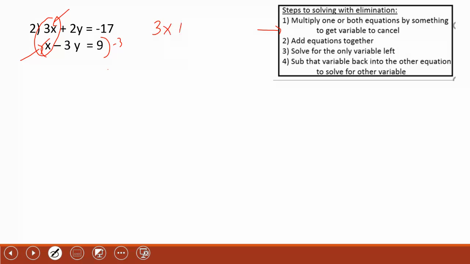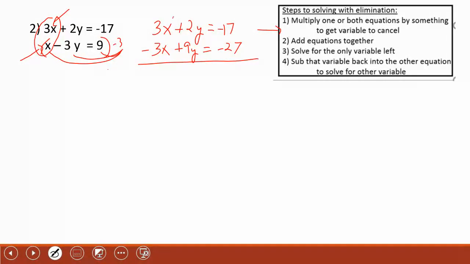So there's no getting around this. You just need to rewrite the first equation and then multiply every term in the second equation by negative 3, not just the one you're trying to change. So negative 3x plus 9y and negative 27. Don't forget to do that to both sides. So 3 and negative 3 is 0. I get 11y equals negative 44. Divide by 11. y equals negative 4.